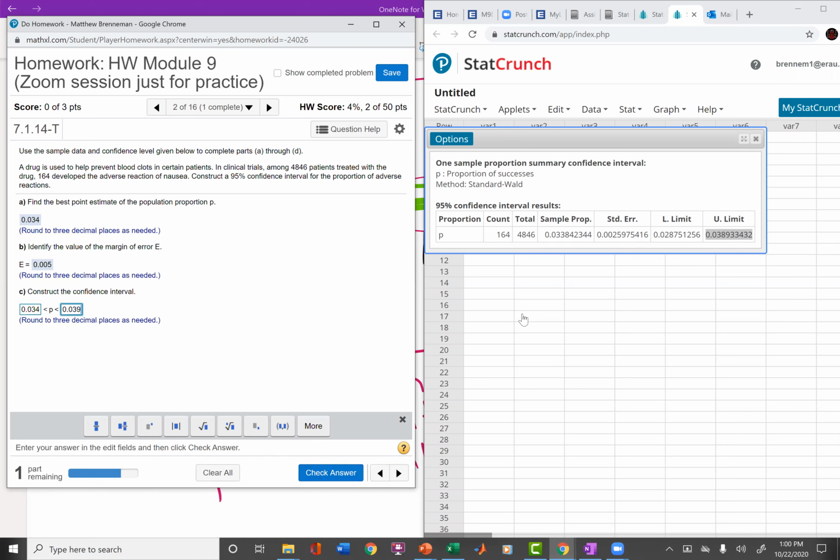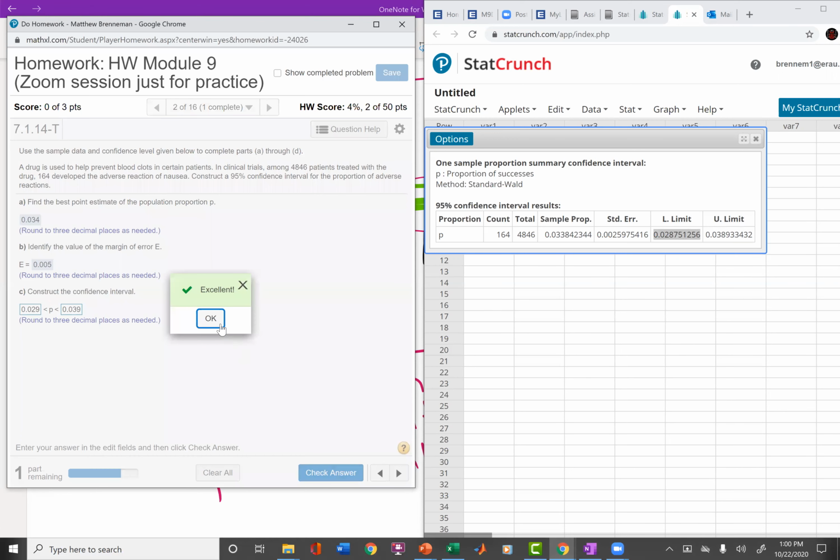Hold on, I didn't do the lower limit correctly. I think when I pasted, it still pasted that point estimate. I'm just going to type it in. 0.029. And that's why I give you guys two chances, because it's easy for those sorts of things to go wrong and then you make a mistake and say, oh, what did I do? Oh, for some reason it didn't copy correctly, right? And there we go.